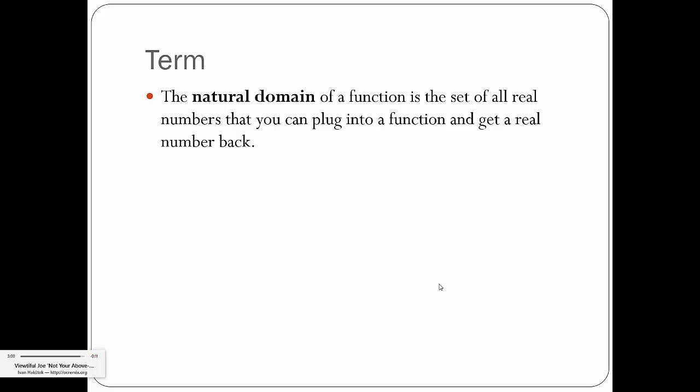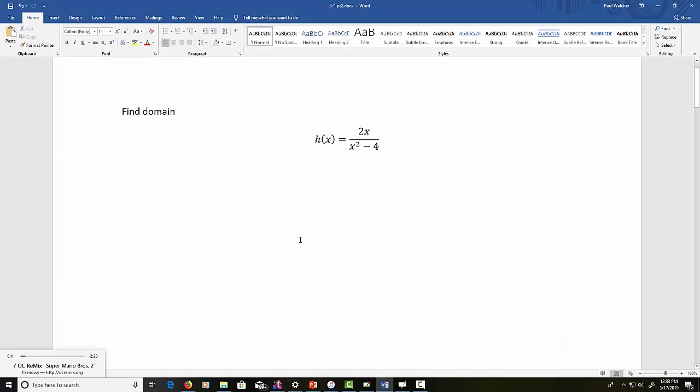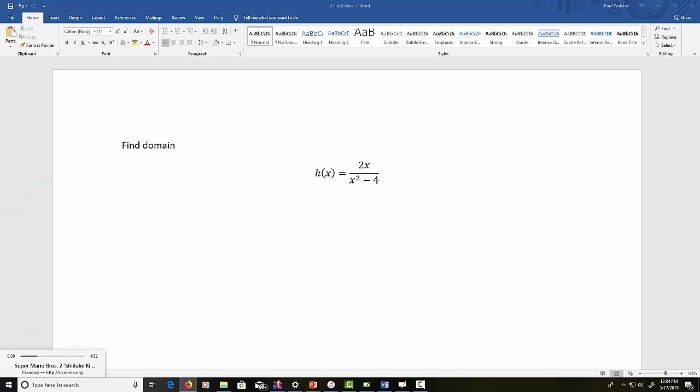So when we look at examples, we're going to be looking at a function and seeing if we can figure out basically any real numbers that would be problems, because those we have to take out of the real numbers to build our domain set. So let's look. Here's a problem from the text. The instruction is find the domain.